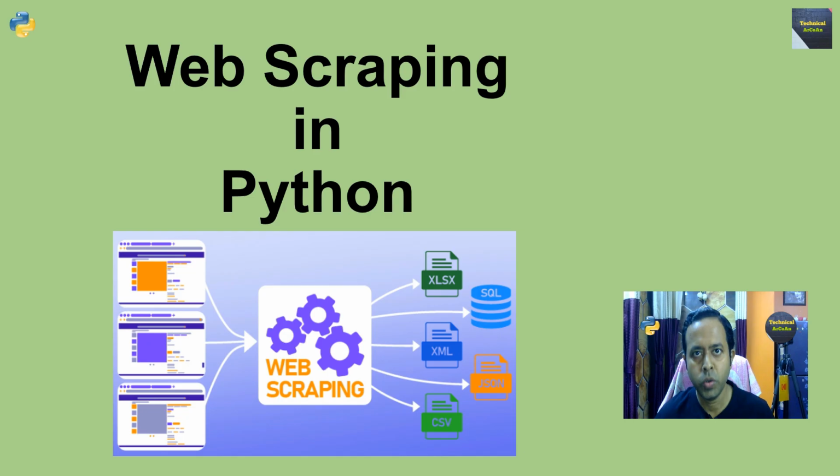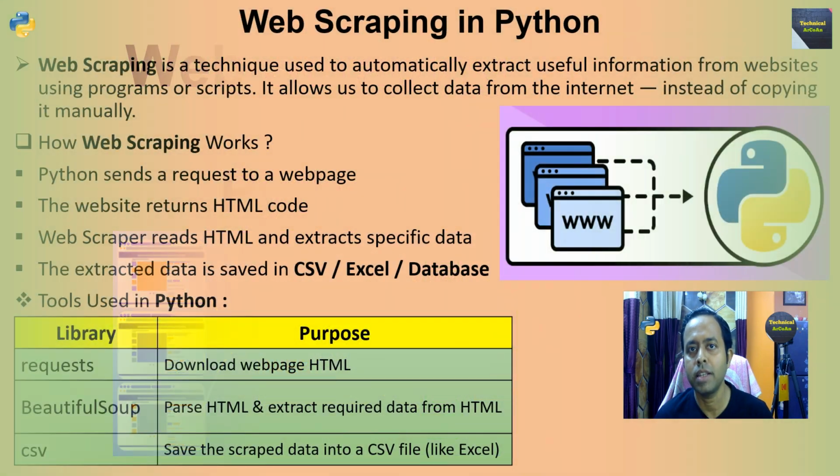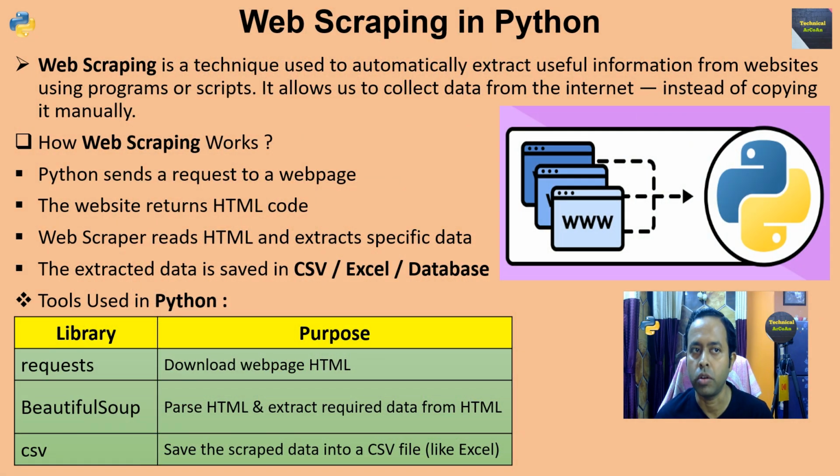Hello friends, today I will discuss web scraping in Python, right? What is web scraping? Web scraping is a powerful technique that allows Python to read and extract useful information directly from websites, right? Web scraping is a technique used to automatically extract useful information from websites using programs or scripts. It allows us to collect data from the internet instead of copying it manually.